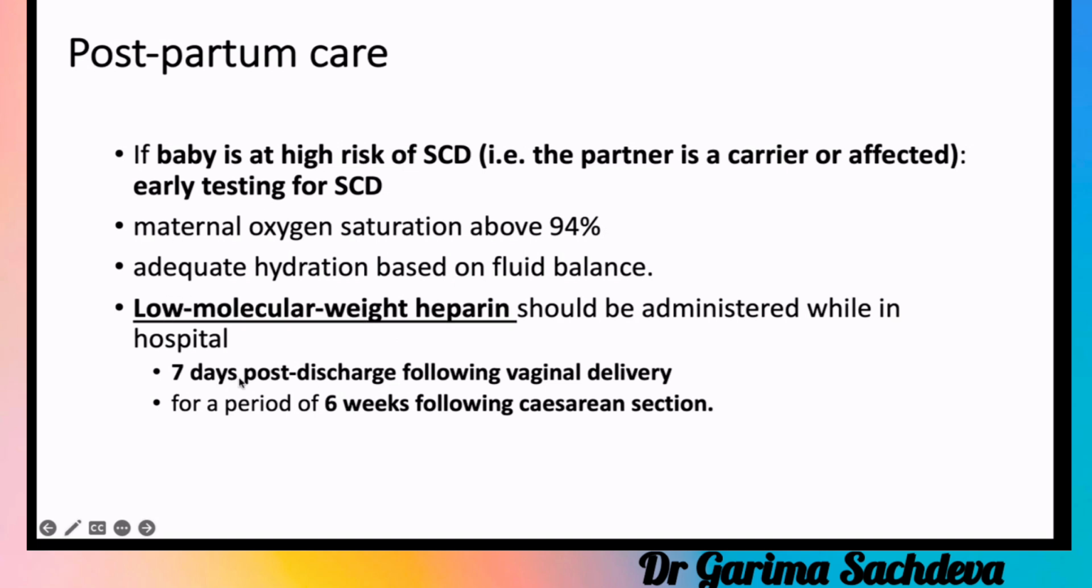Again, this is a question: for how long post delivery do you give low molecular weight heparin? If it's a vaginal delivery, you give it for 7 days. And if it's a cesarean section, you give it for 6 weeks postpartum. So antenatally, if there are additional risk factors, then you will give low molecular weight heparin. Postnatally, after delivery, for everybody, you will give low molecular weight heparin, which will depend on the mode of delivery. If it's a normal delivery, you give it for 7 days. If it's a cesarean, you give it for 6 weeks.